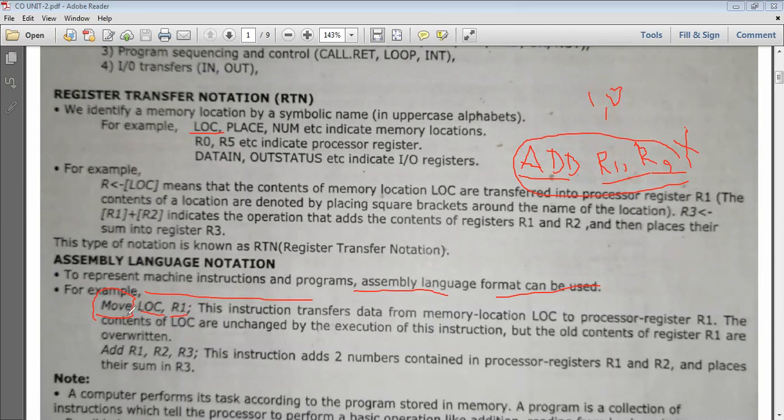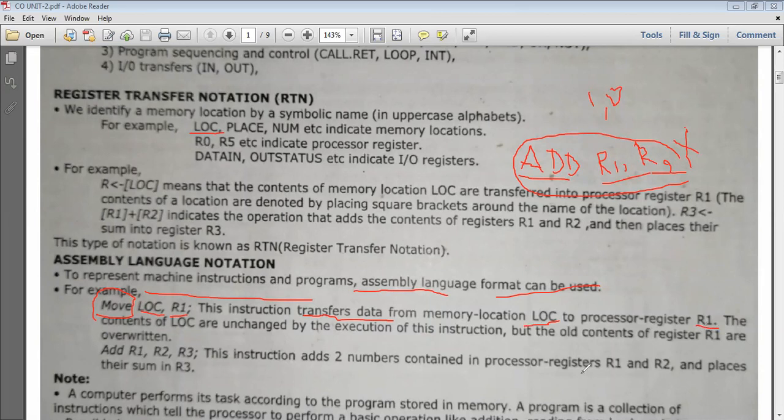So what is the meaning here? Move LOC, R1: Move means data transfer, LOC represents the memory location. Whatever is in the memory location LOC is transferred to the processor register R1. This instruction transfers data from memory location LOC to the processor register R1.